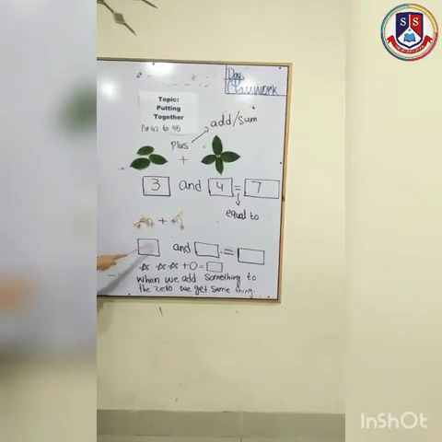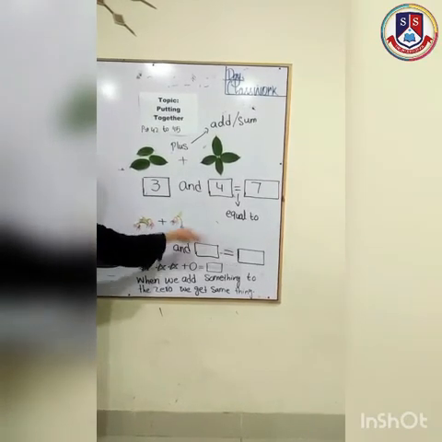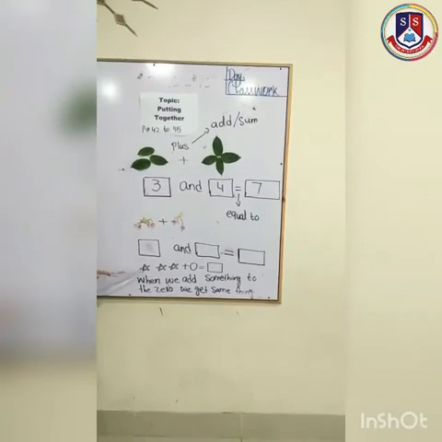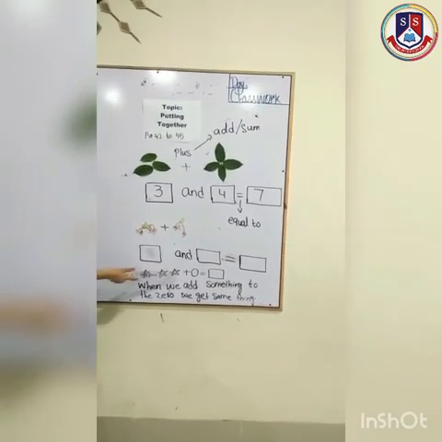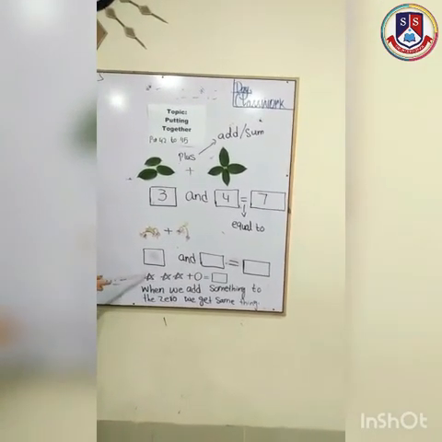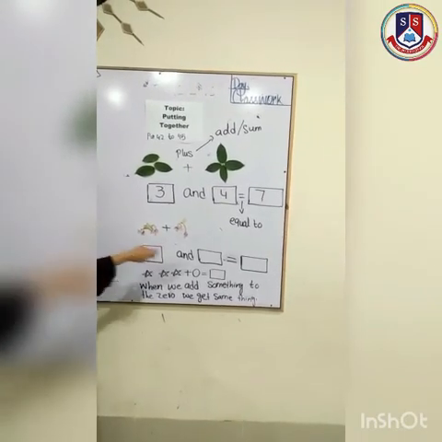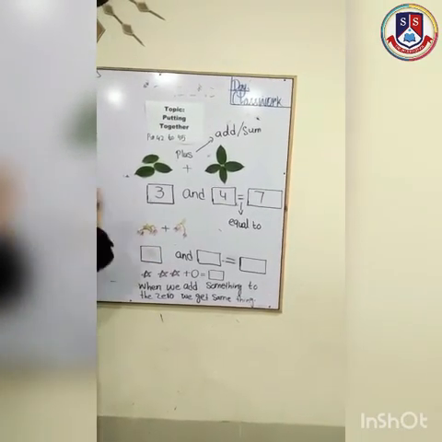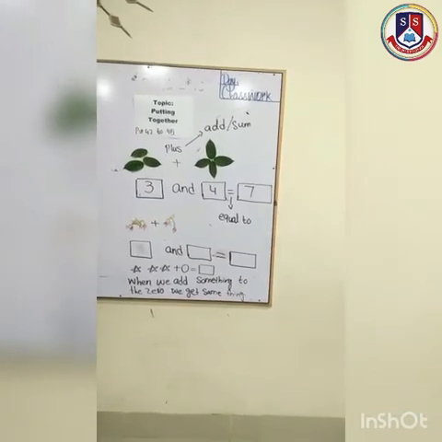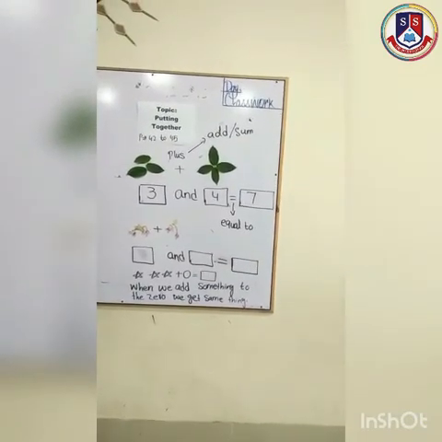Then you will combine them. 4 plus 2 is equal to 6. Now our third example. How many stars are here? There are 3 stars on the left side and there is 0 on the right side. What is this? There is something different in it.